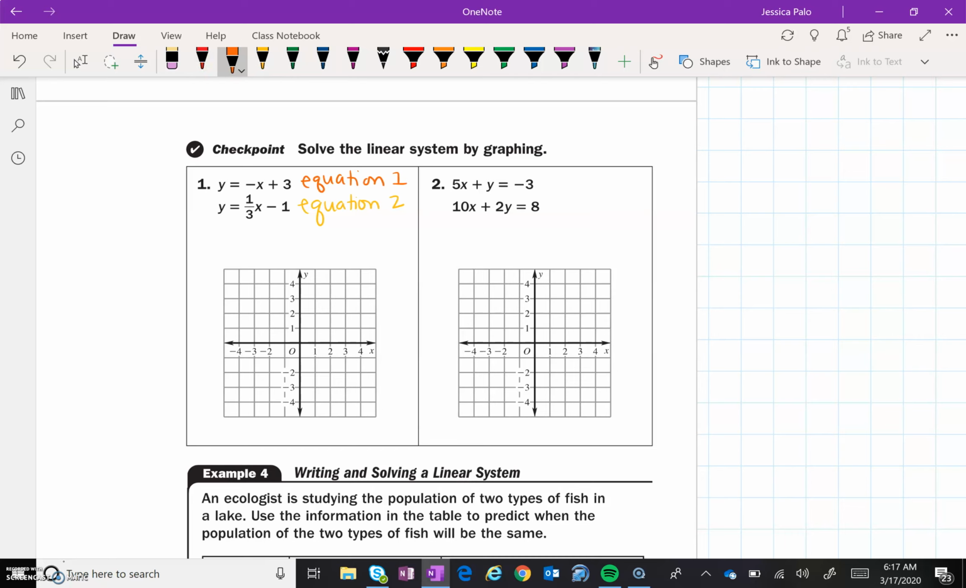All right, equation 1. Y equals negative x plus 3. We're going to start at our y-intercept, 3, and our slope is negative 1. So we are going down 1 to the right 1, and we're going to keep going to the edge of the graph. Go back to your y-intercept and reverse the slope. Go up 1 to the left 1 so you can hit both edges of the coordinate plane so we can make sure our line is going to be accurate.